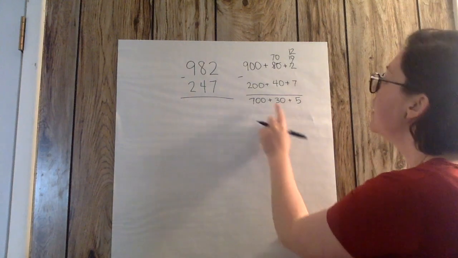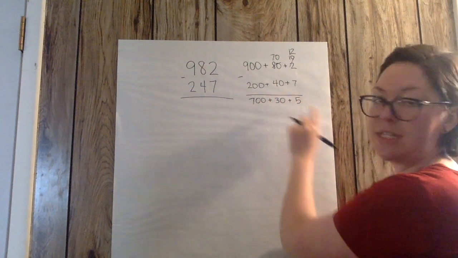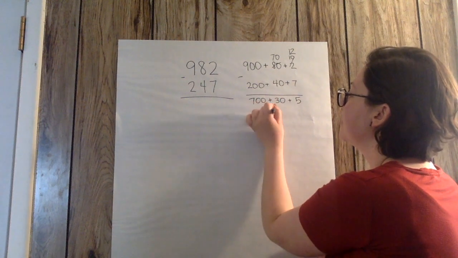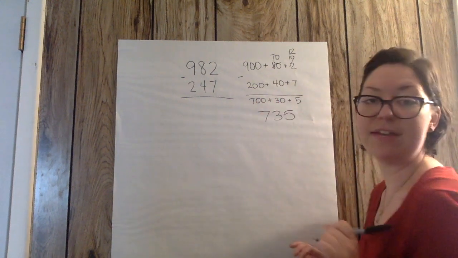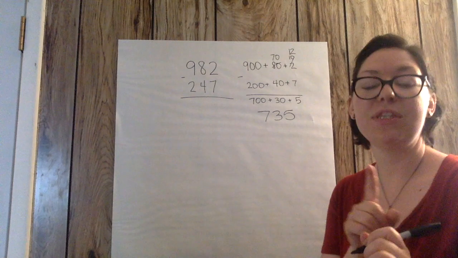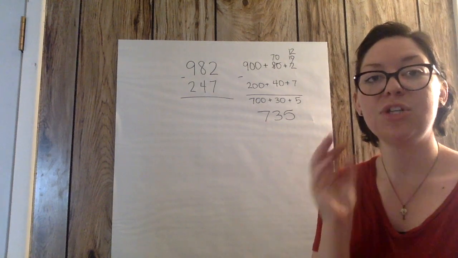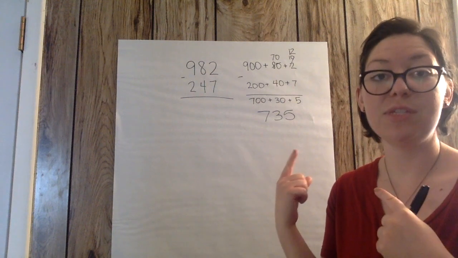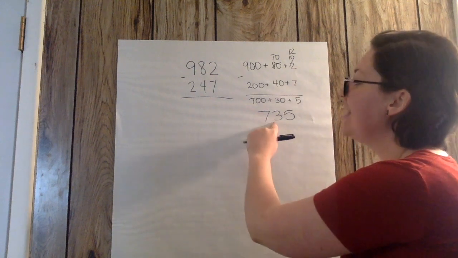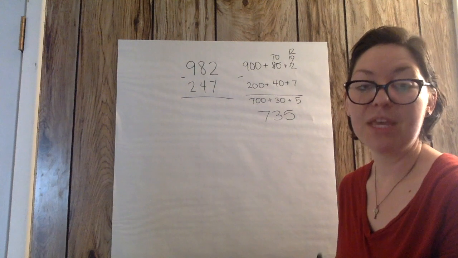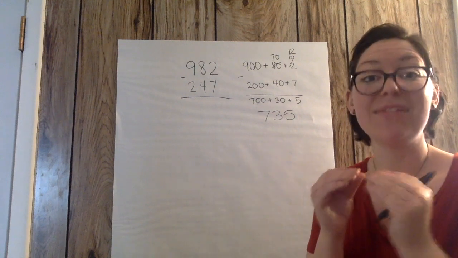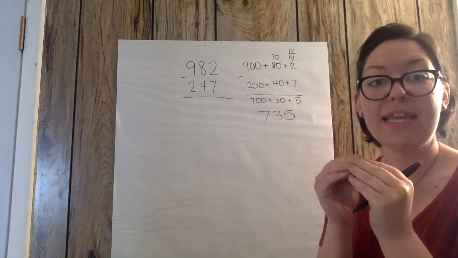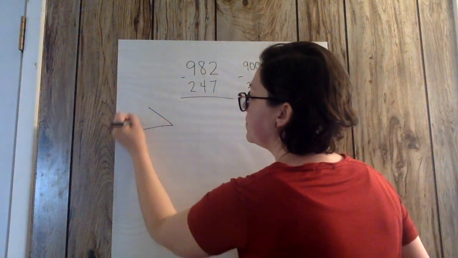Sound good? So 700 plus 30 plus 5. 735. That's exactly it. 735. That's our answer. Now, here's the cool thing. Because addition and subtraction are opposites and they have that relationship, you can check your work from what you just did with this subtraction problem by adding this number to the bottom number. What you're trying to see is this is a fact family, okay? So this number and this number, they are in that triangle, okay?